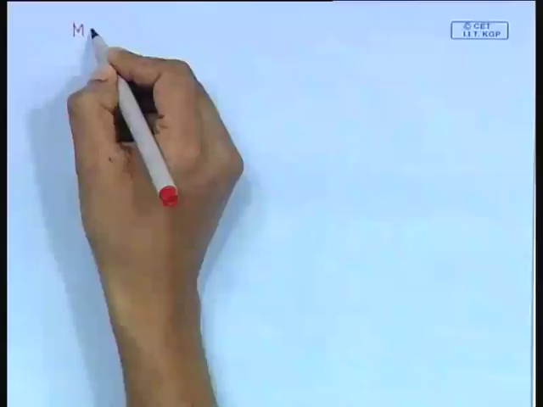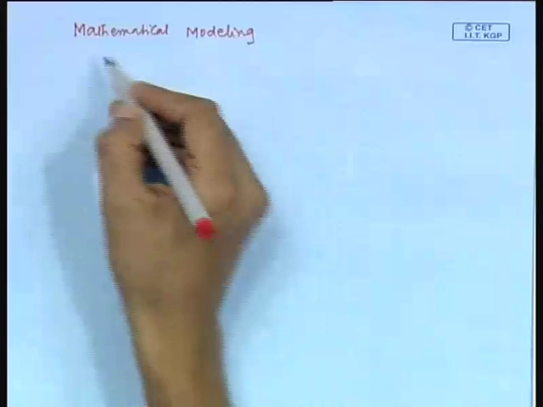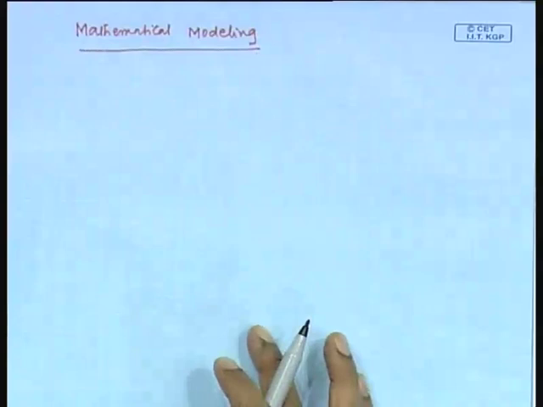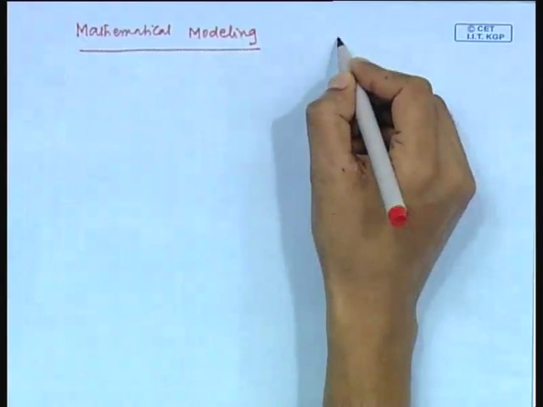So we'll continue the topic, mathematical modeling. In the last class, we discussed the state variables and state equations, and in this class, we will develop the mathematical model first for a CSTR, continuously stirred tank reactor. So we will take a CSTR example and we will derive the mathematical model.